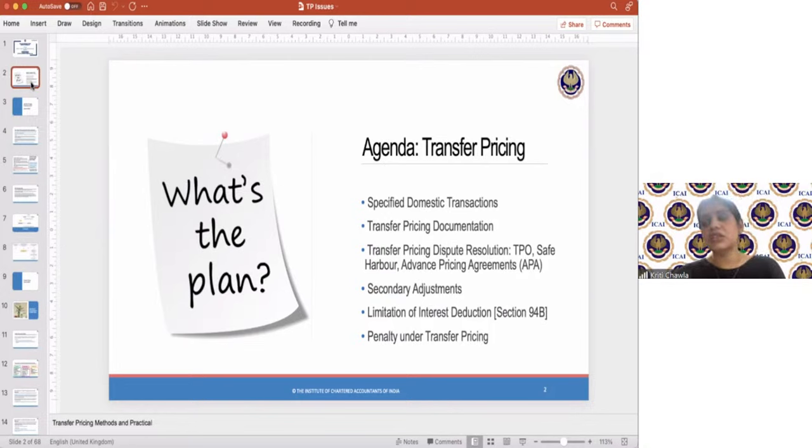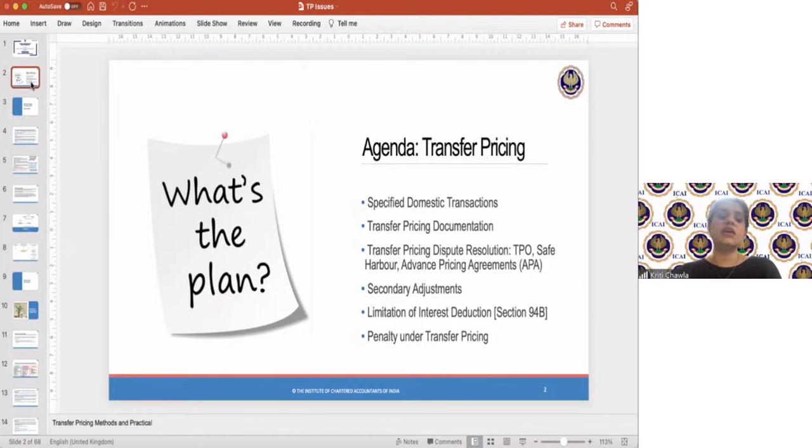Then we'll discuss transfer pricing dispute resolution. Within that, we will be talking about what happens if a case is there with the AO, and when the AO can transfer that case to the TPO, TPO meaning the transfer pricing officer. And then we will be talking about some alternative dispute resolution mechanisms, which are called safe harbor rules. There's something called advanced pricing agreements, APAs, etc. I'm going to talk about what exactly are safe harbor rules, what exactly is APA, etc.